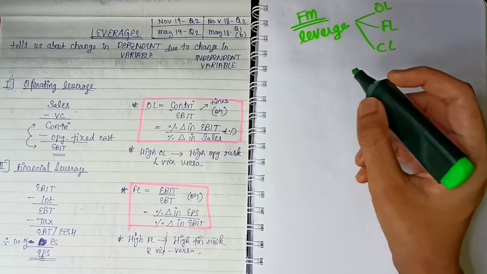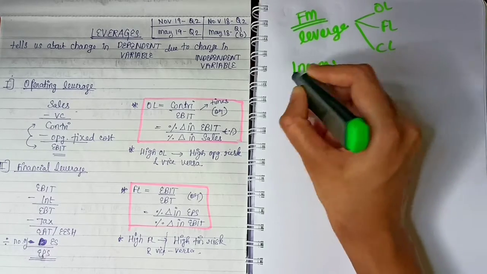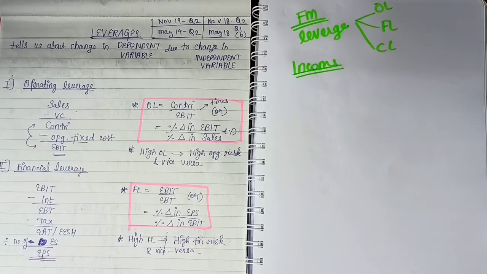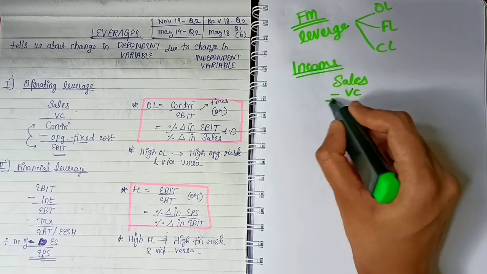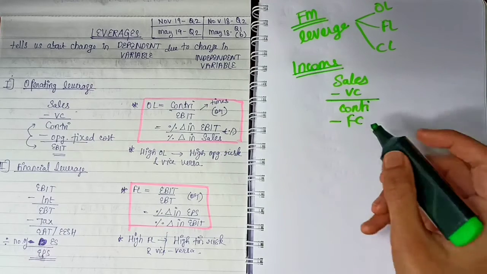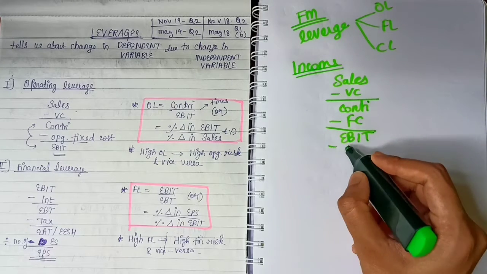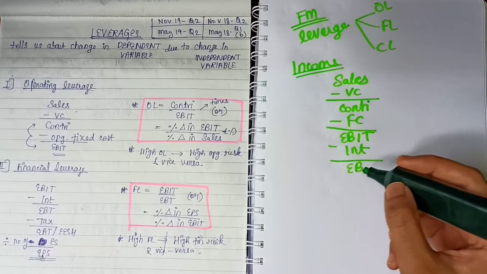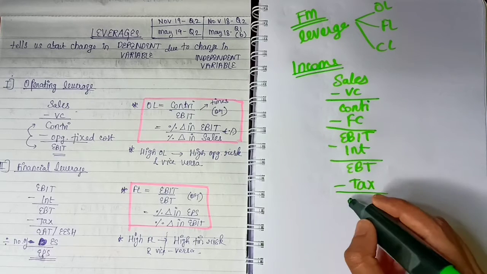So before we get into the chapter, there is something known as income statement which you will have to know. We'll just go through quickly what is income statement. Income statement is your sales minus variable cost, and you get your contribution, and from contribution you have to reduce your fixed cost, and you will get your earnings before interest and taxes. From that you have to reduce your interest amount, and you will get earnings before taxes, and from this you have to reduce your tax so that you will get your earnings after tax.